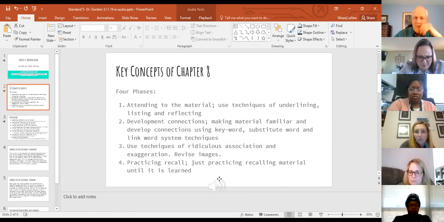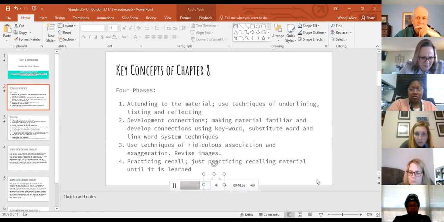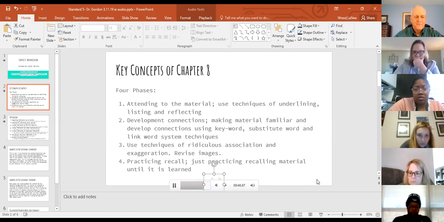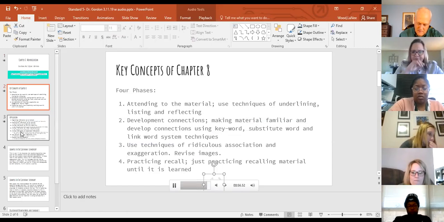The images used here help students with things they hadn't thought of, or something that maybe we have. And then the 4th phase is practicing. Practicing to recall the information is a really important phase. The first 3 are important, but unless you do the 4th one, it won't stick.